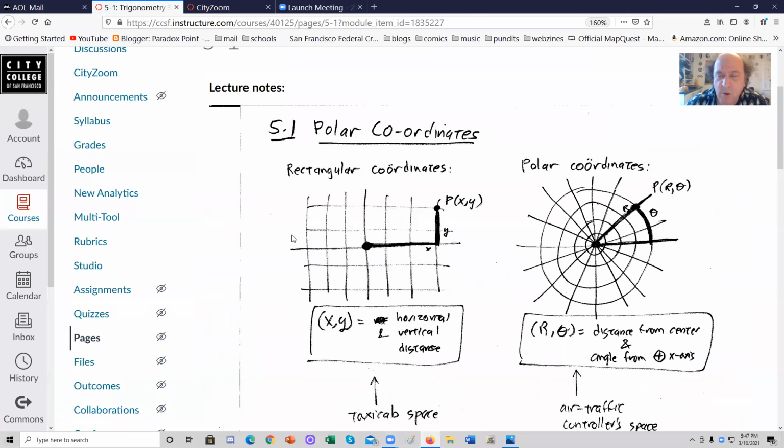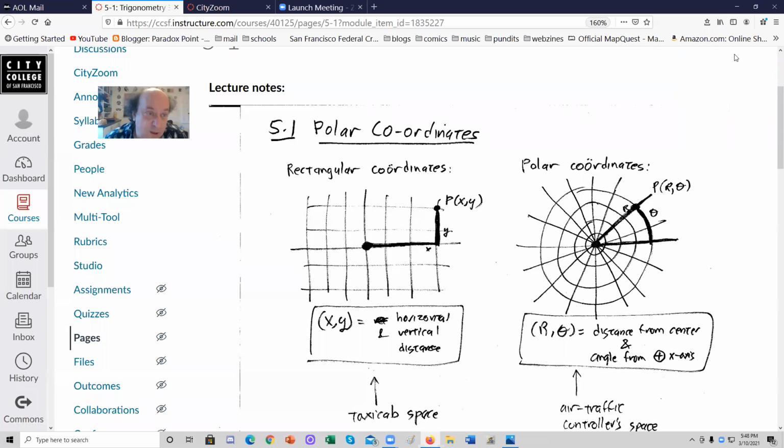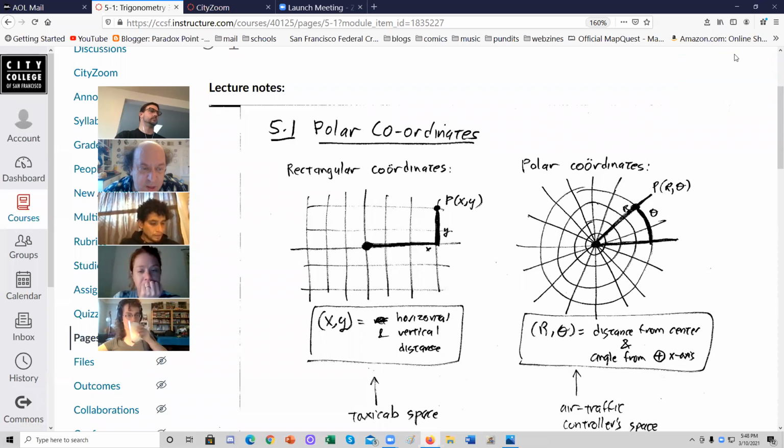Right. Polar coordinates. Polar coordinates are a different way of putting coordinates on the plane. Rectangular coordinates have vertical lines indicating constant values of x, the horizontal distance. The horizontal lines correspond to y, the vertical distance. A point x by y is x units horizontal from the origin and y units vertical from the origin. I call this taxi cab space because it looks like a street grid, like how a taxi driver might consider how the city is divided up.